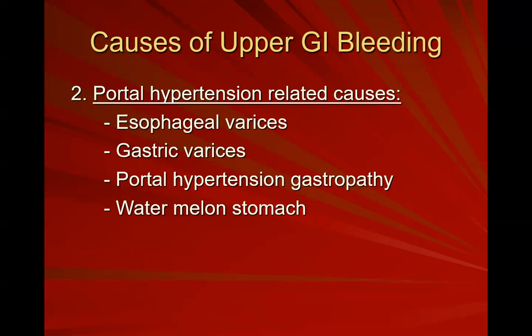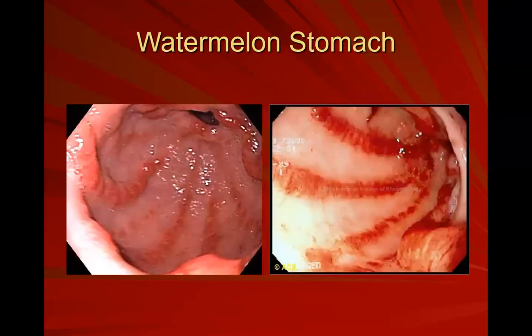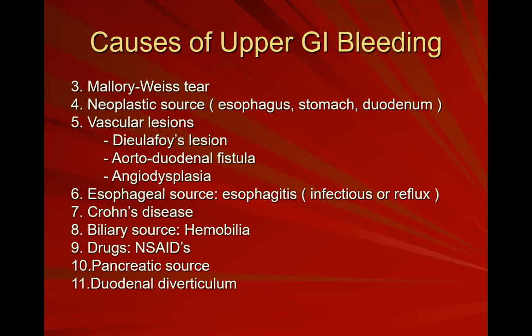Portal hypertension. So what would be the clinical background? Alcoholic patient. Okay, so could be fatty liver, which leads to cirrhosis. Hepatitis. Excellent. All right.